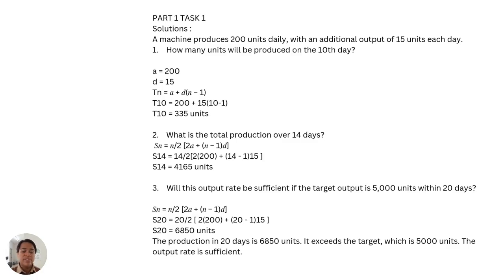It exceeds the target by 1,850 units. So the output rate is sufficient. So that's all from me. Thank you.